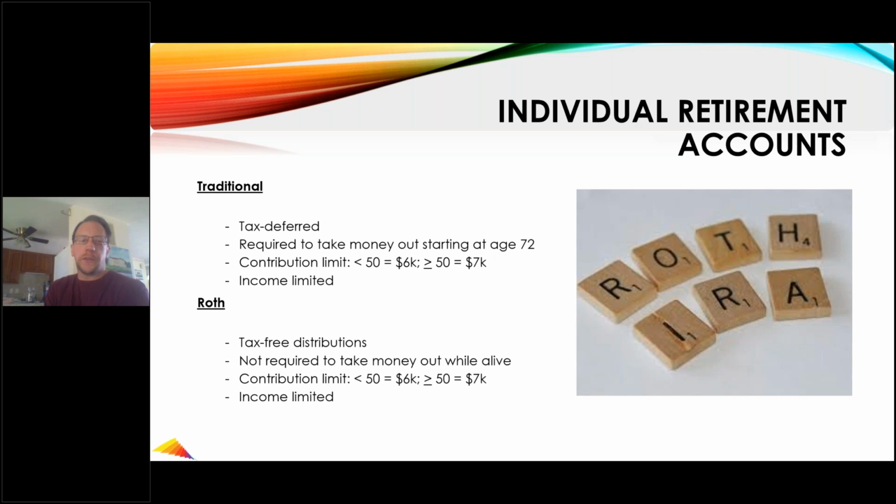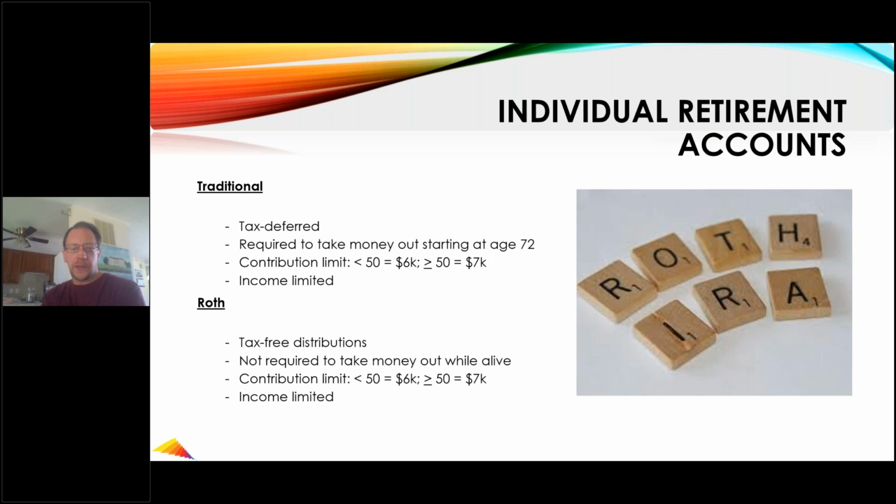So a traditional IRA, it's tax deferred, meaning you will put the money in, you get a tax deduction, you will pay taxes on it when you take the money out of it. You have to start taking money out when you're 72. There's going to be contribution limits. If you're under the age of 50, the maximum you can put in for 2020 is $6,000. If you're over 50, the maximum you can put in is $7,000. And based on how much money you earn per year, you're going to be limited to how much you can contribute to get that tax deduction.